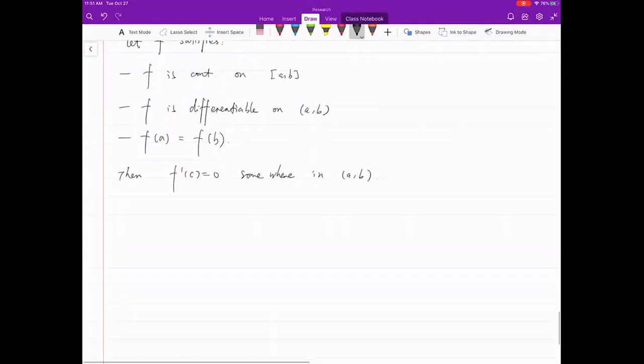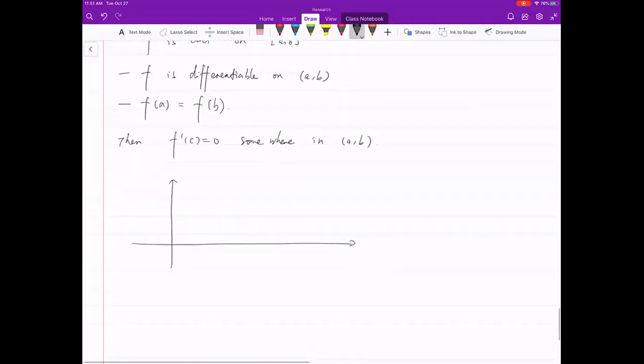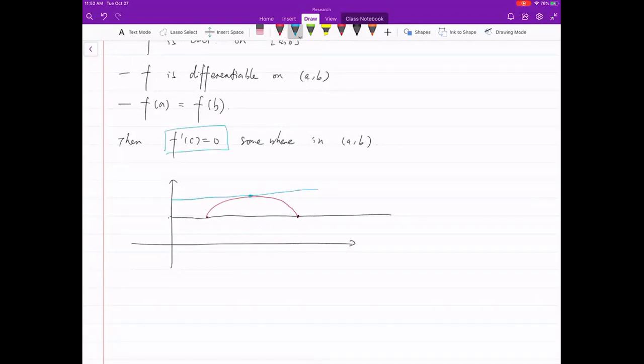Okay, looks fancy. Let's draw it as we always do. So now you still have a function. This time you have F(A) here, you have F(B) here, but this time they're the same. All right. And you have a continuous function. Somehow it starts here, but ends here. Still okay? What the theorem says is, then somewhere you're flat. Guaranteed, somewhere you are just horizontal. That's what this means. Make sense here?